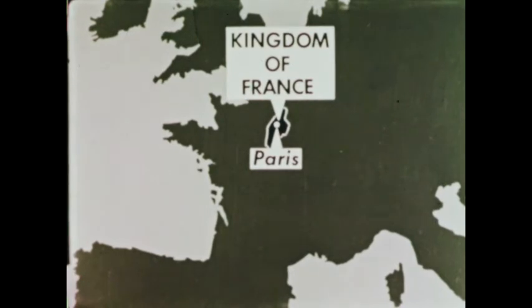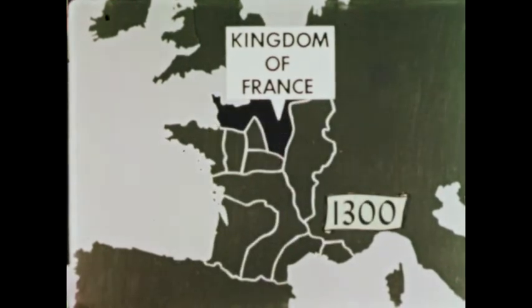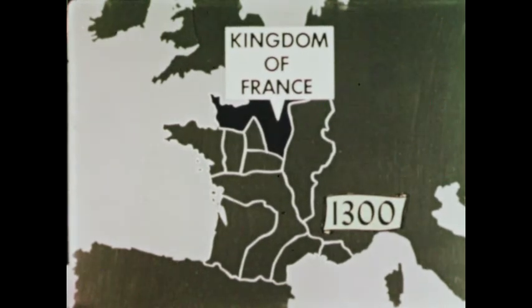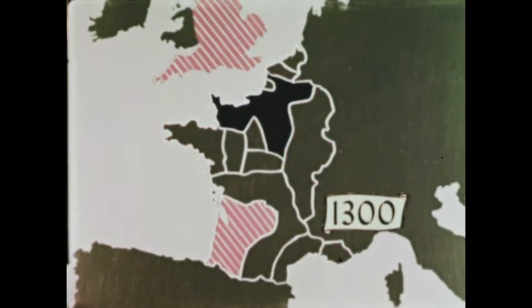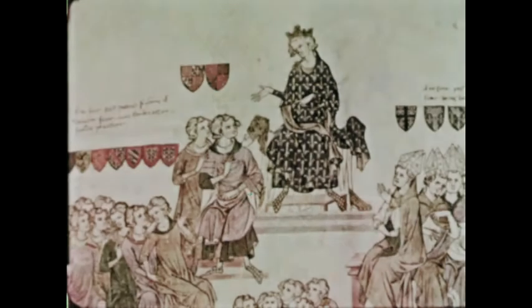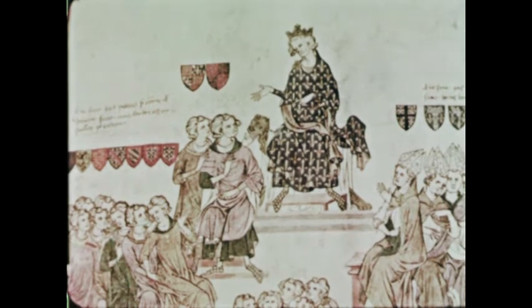Gradually, the monarchy had added more lands to the royal domain, so that now, about 1300, the King of France ruled over this French kingdom. But France was far from united. There were still independent feudal states. England still claimed French lands. In spite of feudal survivals, however, the organization of the central government was highly developed.